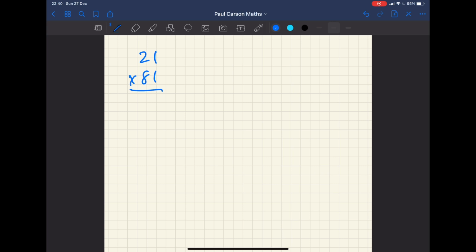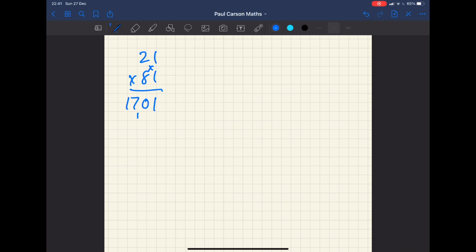Right, so right-hand column, 1 times 1 is 1. Then the cross, 2 times 1 is 2, 8 times 1 is 8. Add them together, that gives 10. So 0, carry 1. Notice the number reads diagonally, see, 10. And finally, 2 times 8, 16, plus 1, 17. 1701.